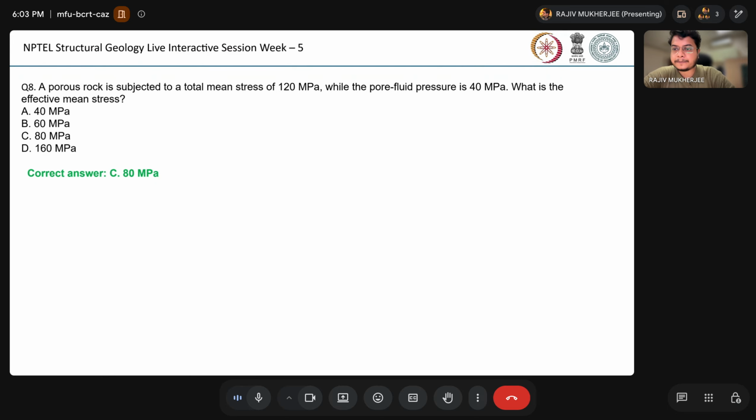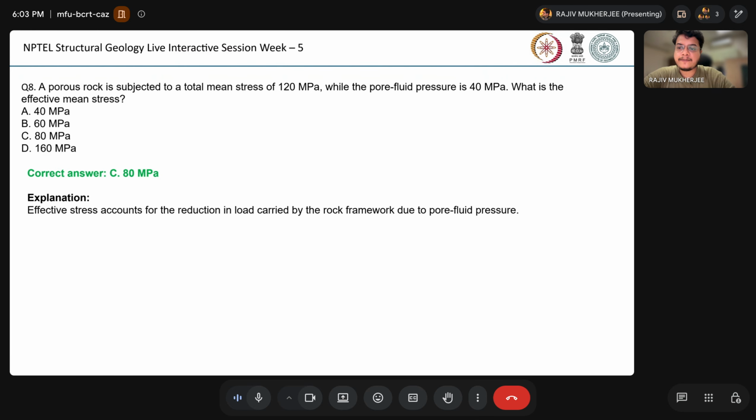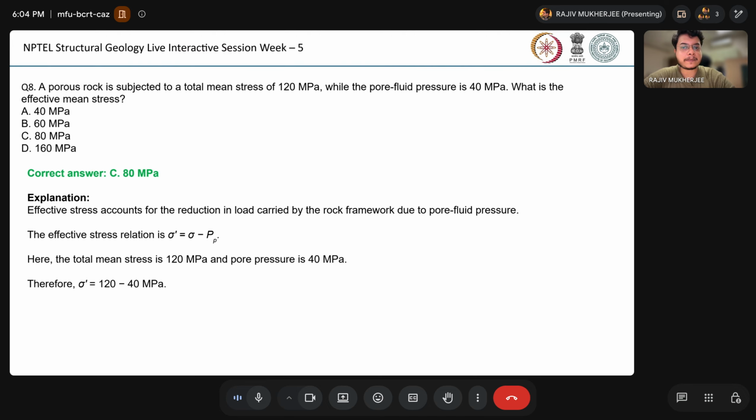Okay, so the correct option is option C. And to explain this question, effective stress accounts for the reduction in total load carried by the rock framework due to pore fluid pressure, right? So the effective stress is essentially the difference between the given compressive stress and the pore fluid pressure. So the total mean stress is 120 megapascal and the pore pressure is 40 megapascal. So we simply subtract, and that is the effective mean stress.